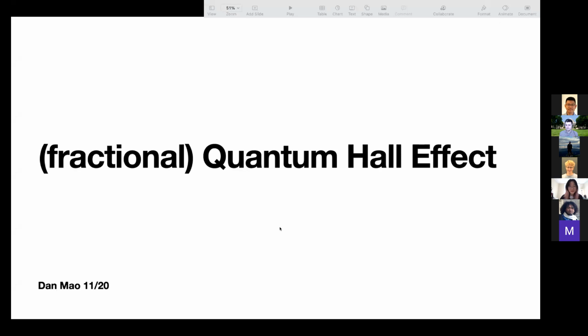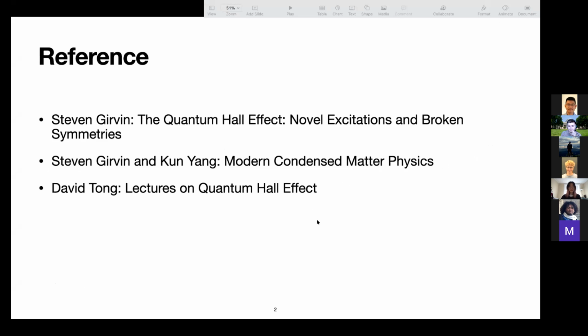Today I'll be talking about quantum Hall effect, but I want to talk about fractional quantum Hall effect. This is a very wide topic, and there are tons of very good reviews and lecture notes on this topic, such as the lecture notes by Steven Girvin and the chapters in this book by Girvin and Yang. There are also lecture notes by David Tong, which are very good.